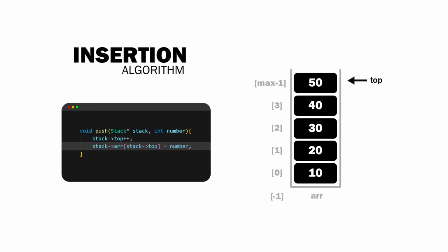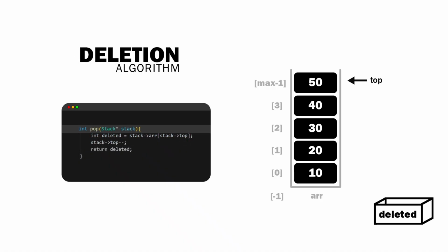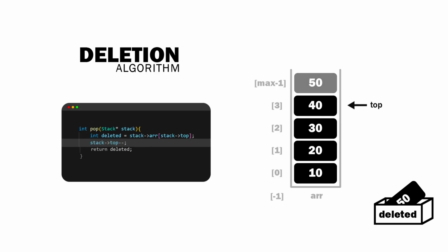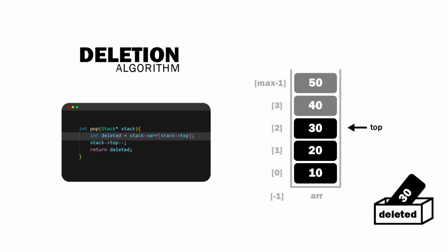The pop method, in contrast, is used to remove and return the element that is currently at the top of the stack. It starts by accessing the value located at the top index of the array and stores it in a temporary variable called deleted. This represents the element that is about to be removed. After retrieving the value, it decrements the top index to reflect that the top element has been removed from the stack. Finally, it returns the stored value, completing the process of removing the most recently added element. This maintains the LIFO structure, where the last element inserted is always the first one to be removed.